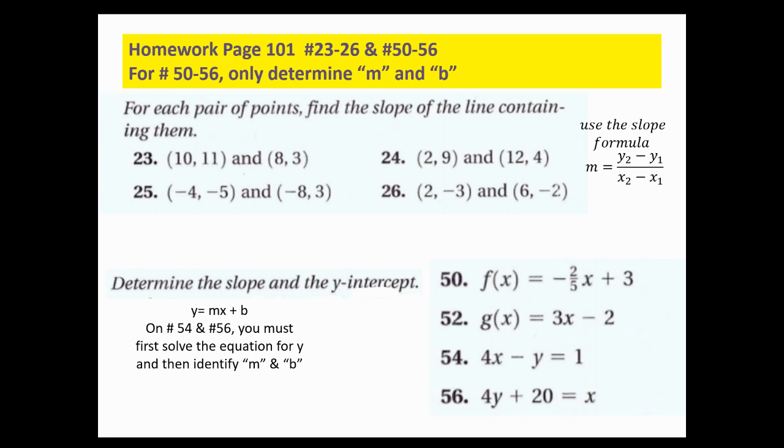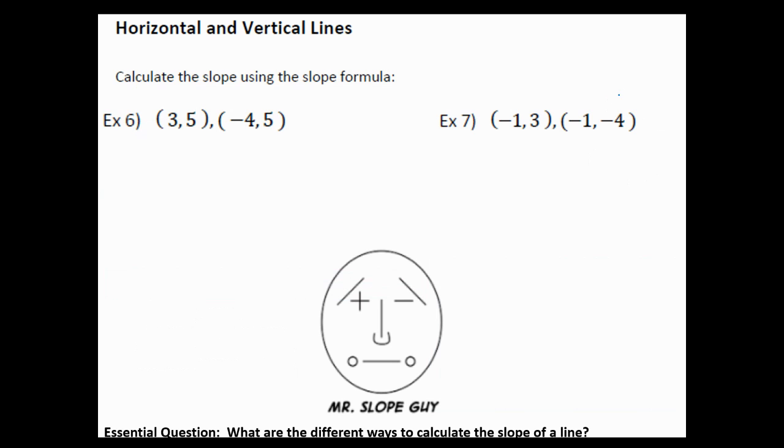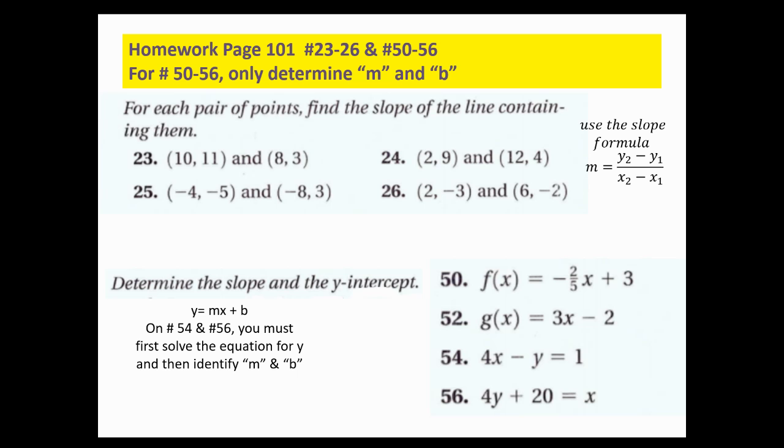Okay, here's your homework. You can go ahead and hit pause here so that you can copy down your homework. I put little hints here to use the slope formula for 23 through 26, and I put the formula there for you. On 50 to 56, you just have to get it into y equals mx plus b form. So I'm telling you on 54 and 56 right here, these two, you have to do it just like our notes and actually solve, right?